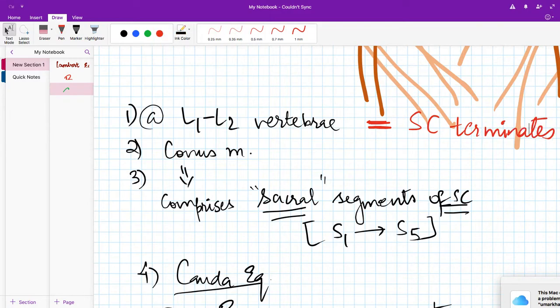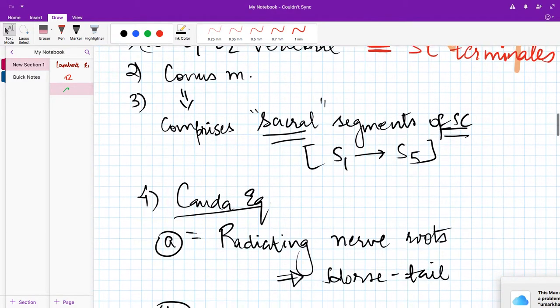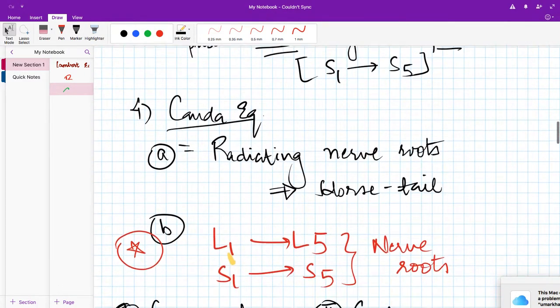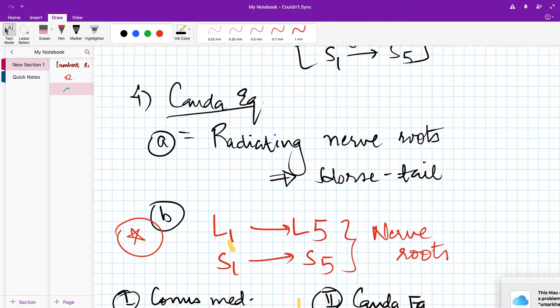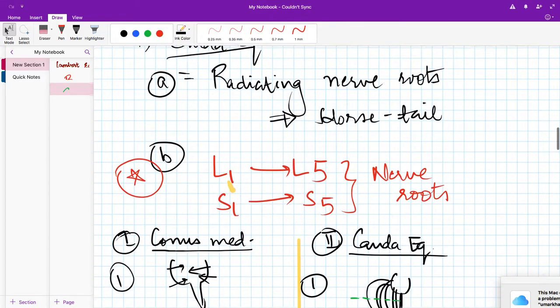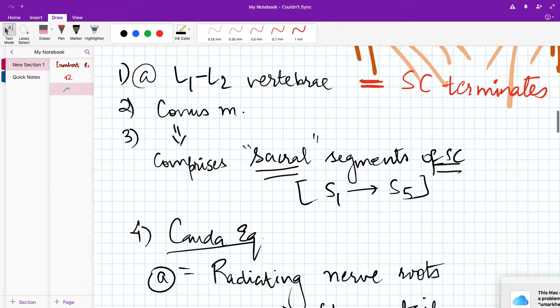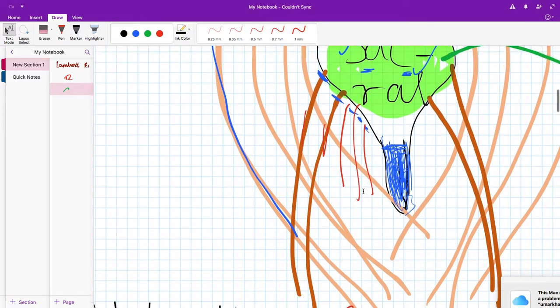The conus medullaris has only the sacral segments S1 to S5, whereas the cauda equina has all the segments, L1 to L5 nerve roots and the sacral S1 to S5 radiating nerve roots, in the form of a horsetail. So always remember, the conus part has only the sacral segments, as you can see again in the diagram. Never forget this, the conus part.